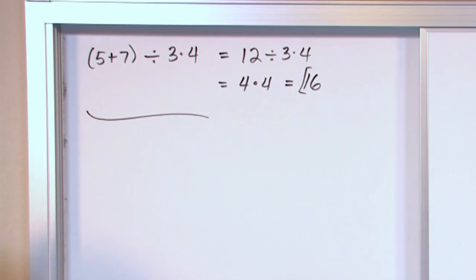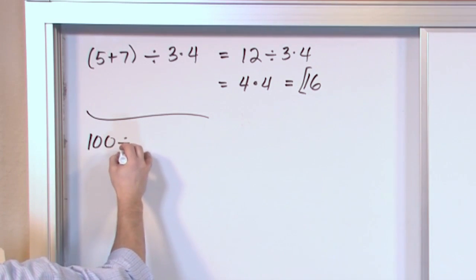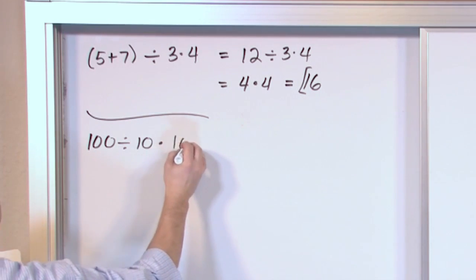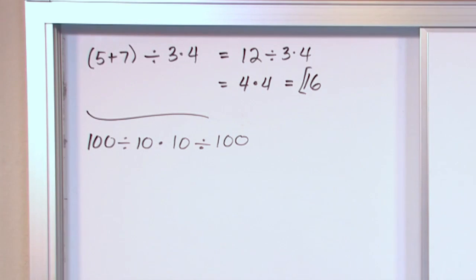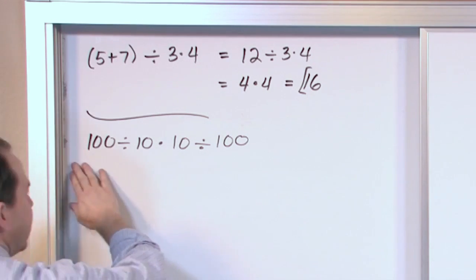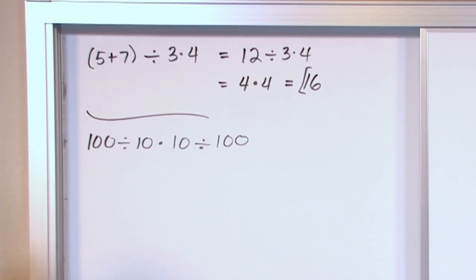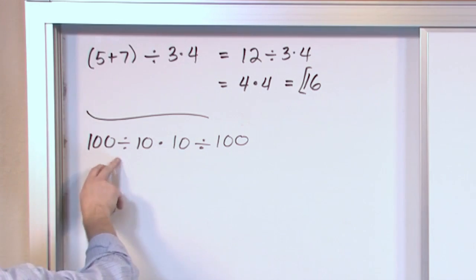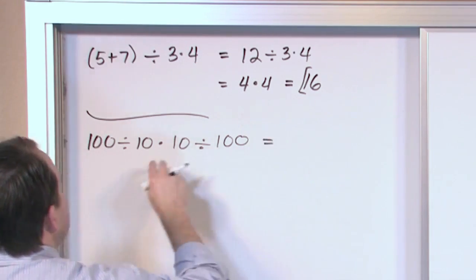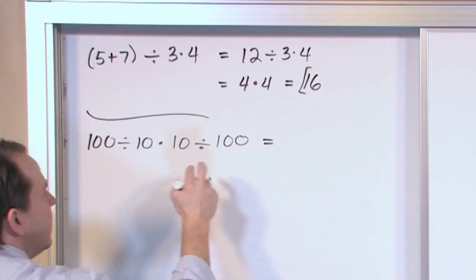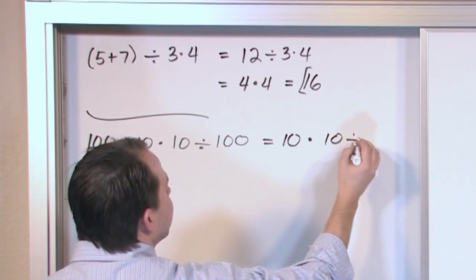All right, what if we have something that looks complicated but really isn't? 100 divided by 10 times 10 divided by 100. It looks really complicated, but you just kind of go through it. Check for any parentheses. We don't have any parentheses. Check for any exponents. We don't have any exponents. Check for multiplication and division. We have lots of multiplication and division, so we do them all left to right on the same level. So 100 divided by 10 is going to give us 10. I have to carry the rest along for the ride. I haven't done anything with that.